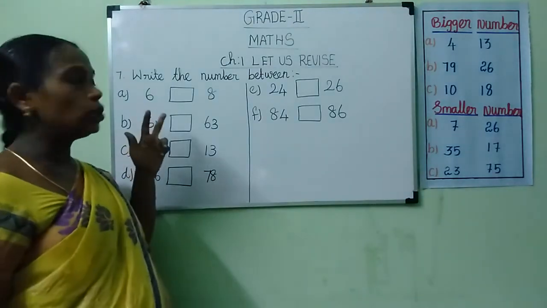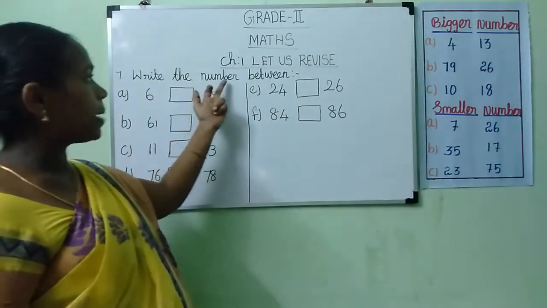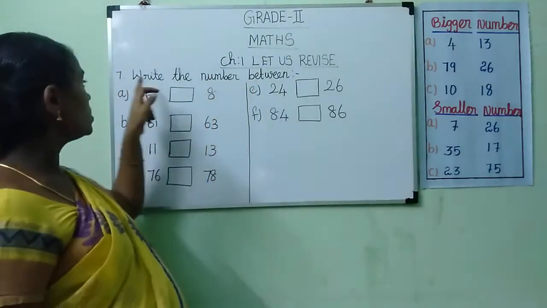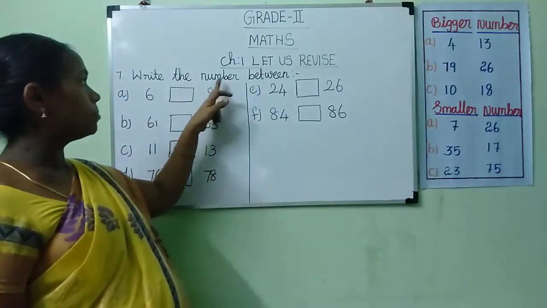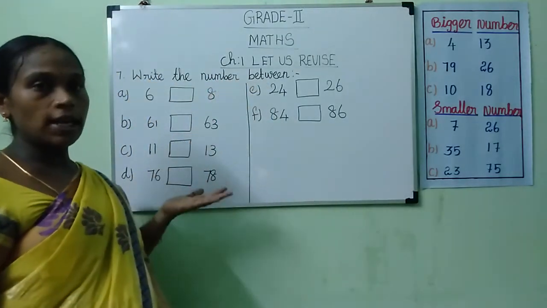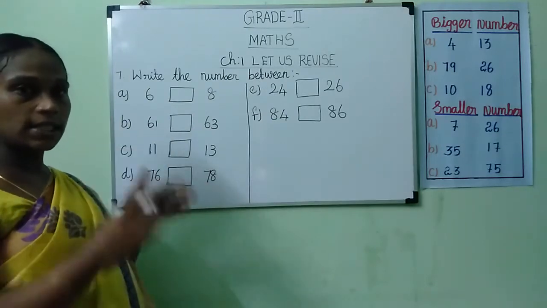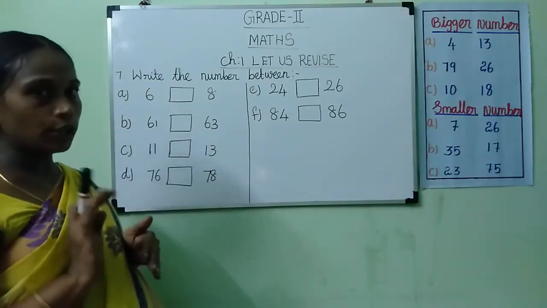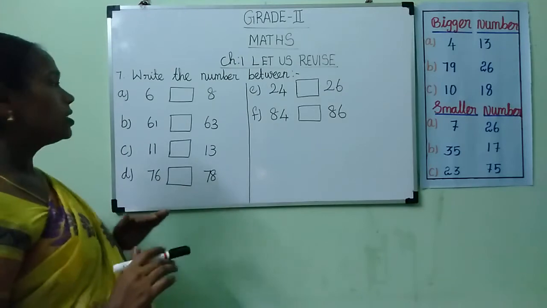Next, 7th one, write the number between. What is this? Write the number between. Already I said between means center number. Are you clear? Between means center number.